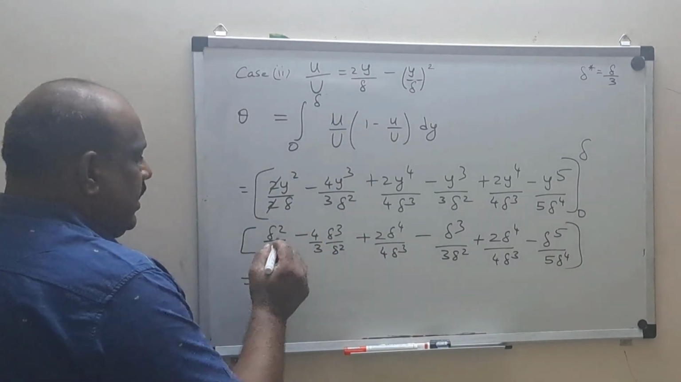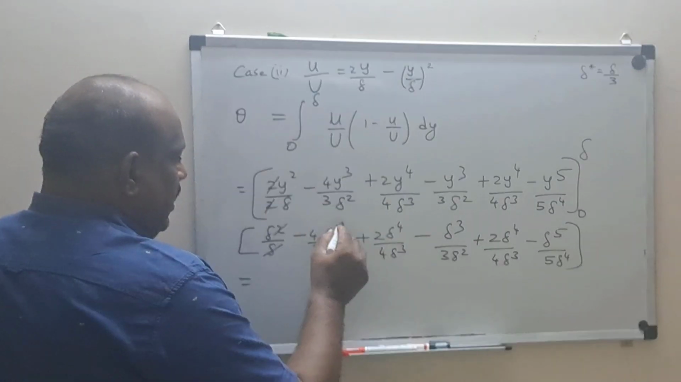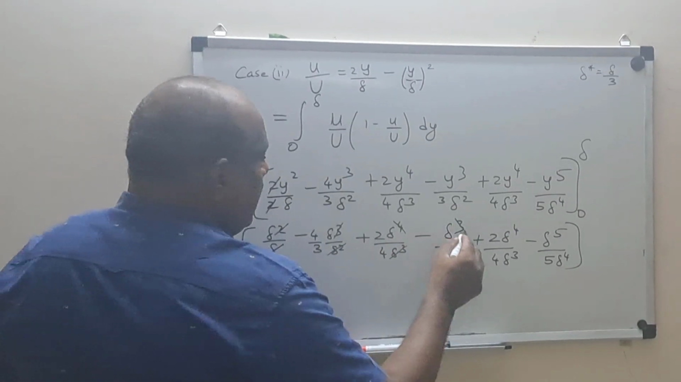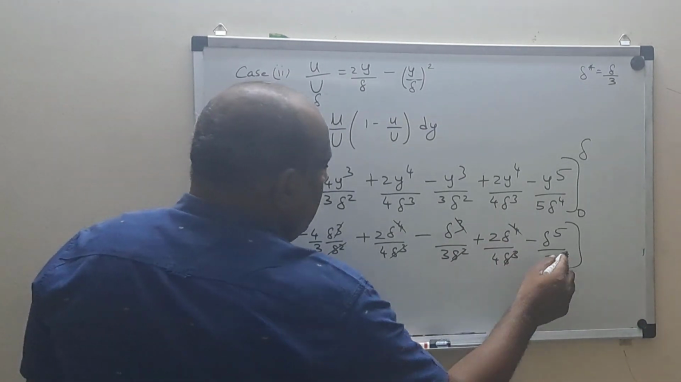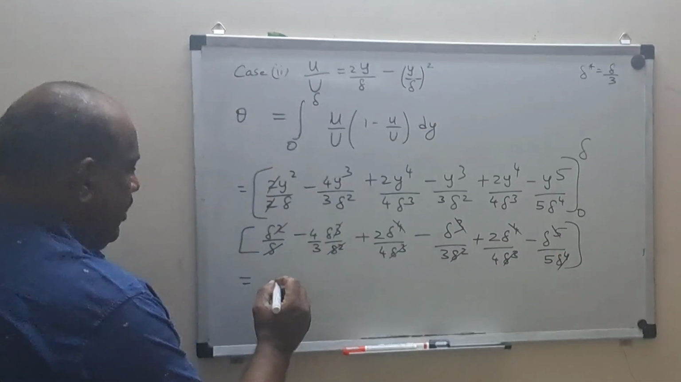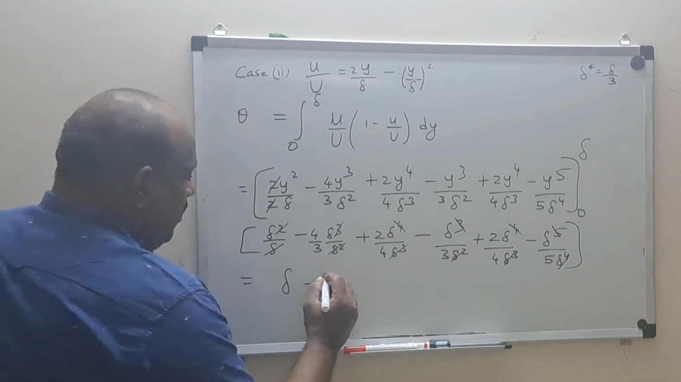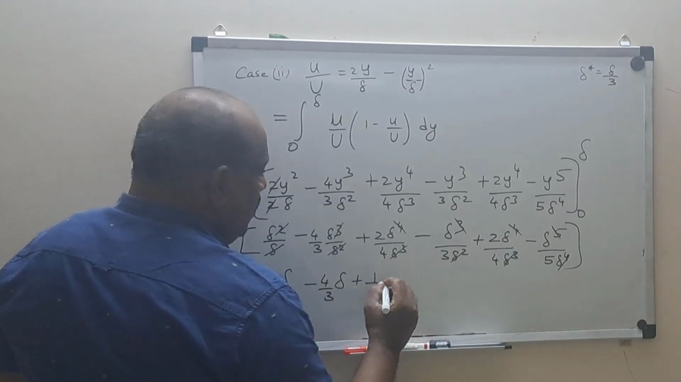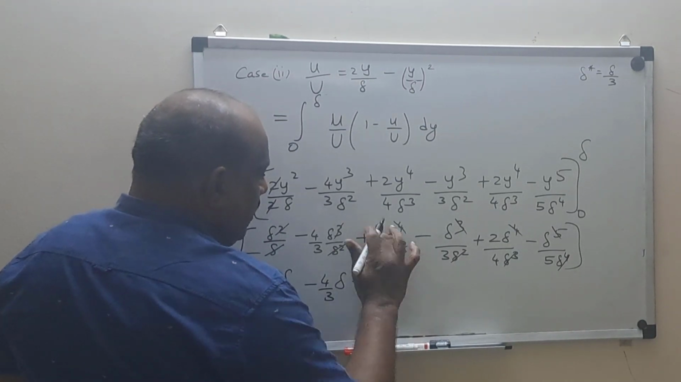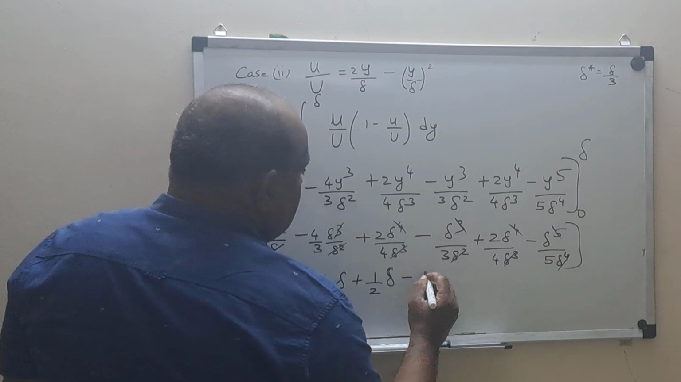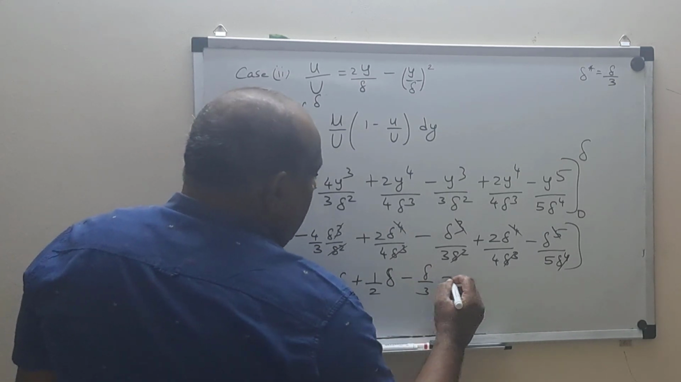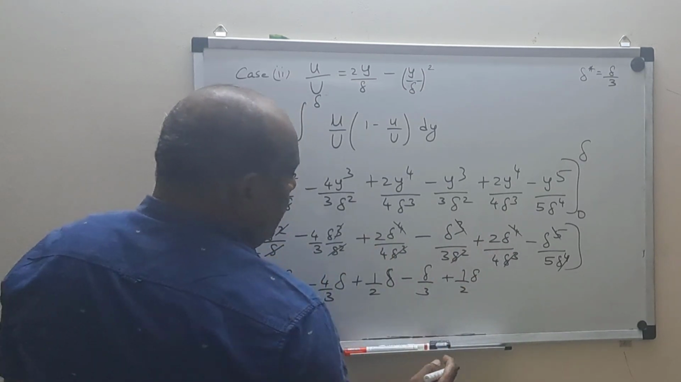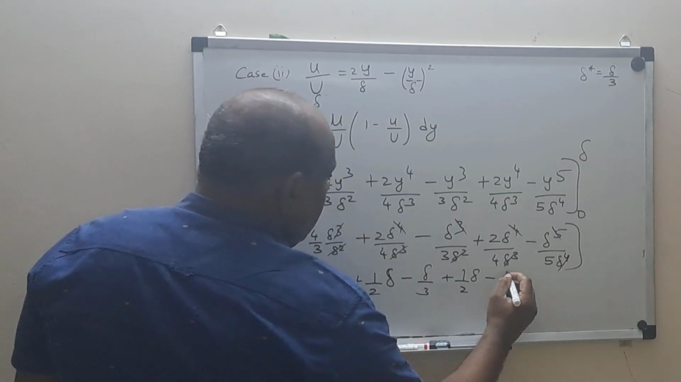Okay, so delta squared and delta squared, delta cube and delta cube, delta power 4 and delta power 4. So finally I end up with what? Delta minus 4 by 3 delta plus 1 by 2 delta, because I made 2 by 4 as 1 by 2, minus delta by 3. Here also I will make it plus 1 by 2 delta. This is also 1 by 2 delta minus delta by 5.